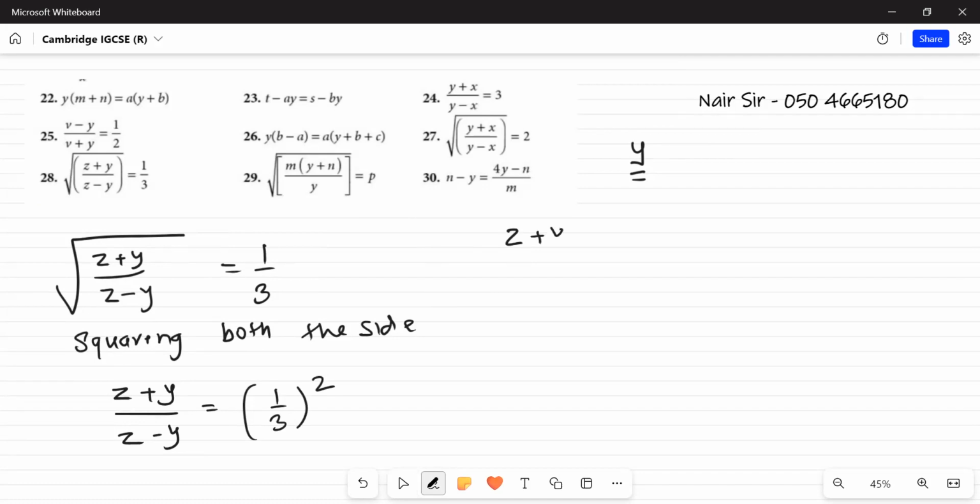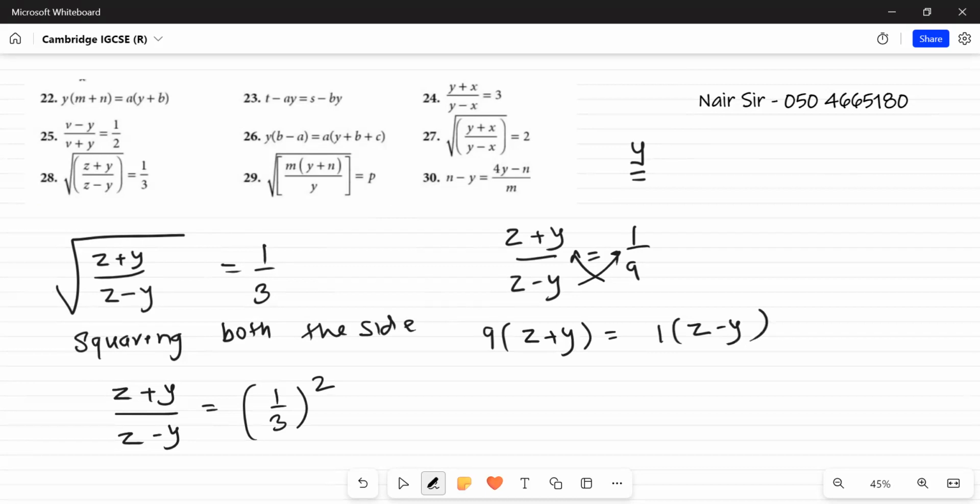(z plus y) upon (z minus y) is equal to 1 upon 9. Now, I have taught you this before. So this will become 9(z plus y) is equal to 1(z minus y). This will become 9z plus 9y is equal to z minus y. This is minus, comes to this side, becomes plus. This is plus, goes to this side, becomes minus. So what do I get?